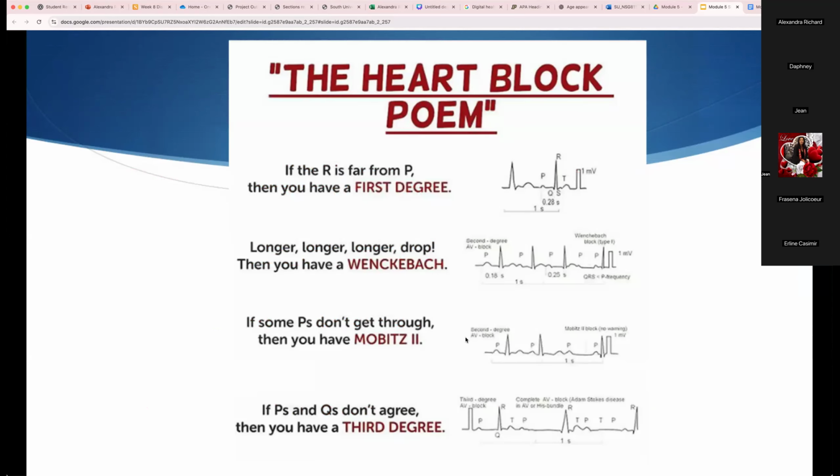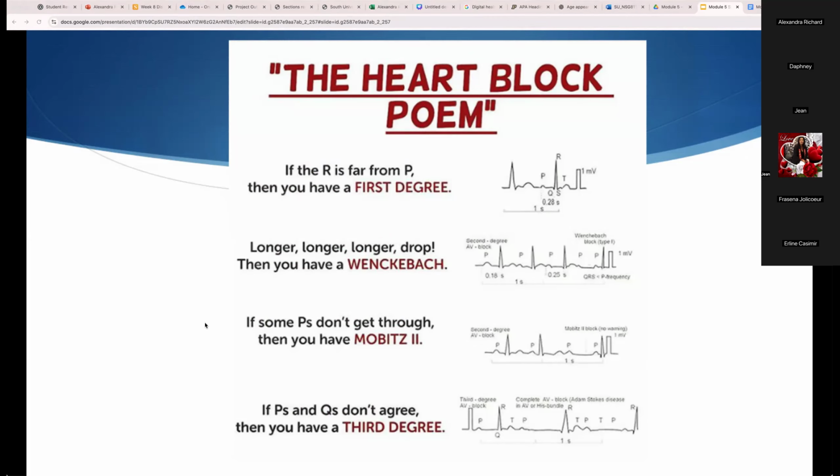Okay, so those are the heart blocks, and this is a little poem you can use to help you memorize. So if the R is far from the P, then you have first degree. So if it's always the same distance though, and then longer drop, then you have Wenckebach. And then if some P's don't get through, then you have Mobitz 2.